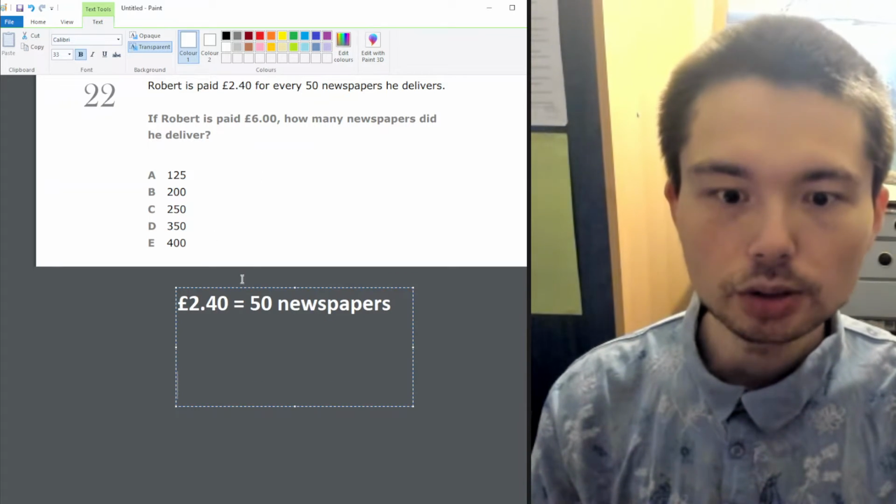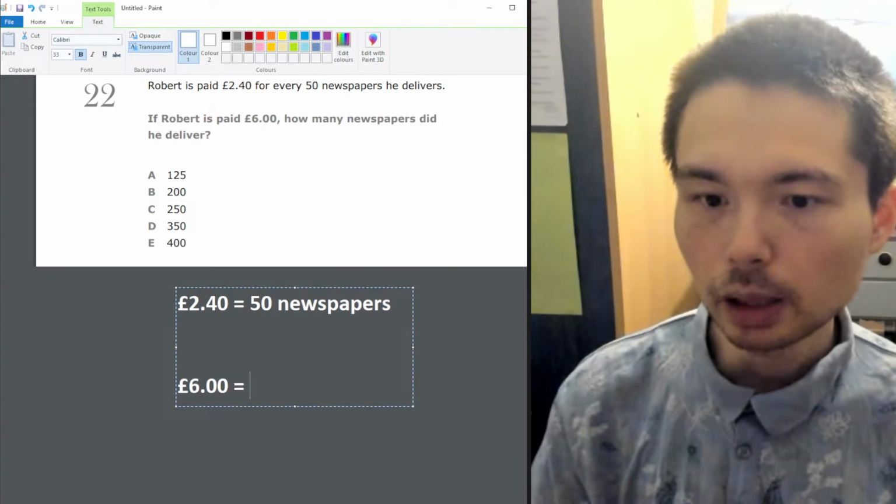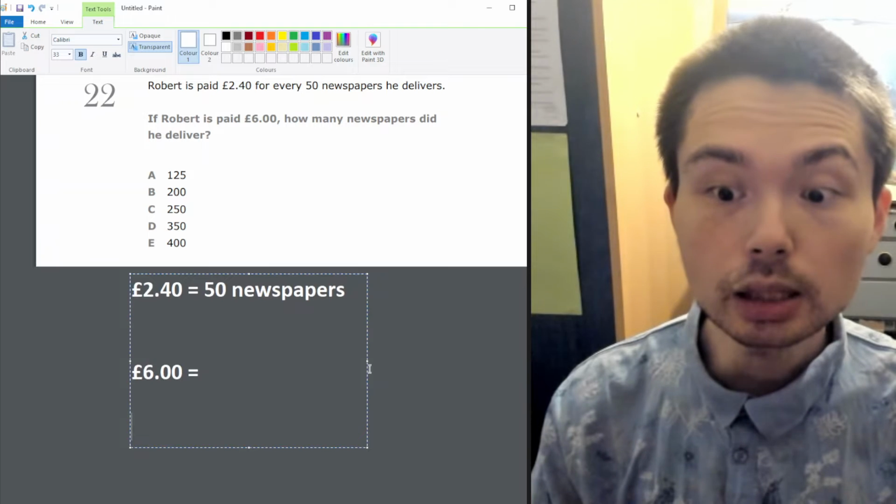If Robert is paid £6, put that underneath, leave a gap. How many newspapers does he deliver? Standard question. This could also be near the start of the paper.